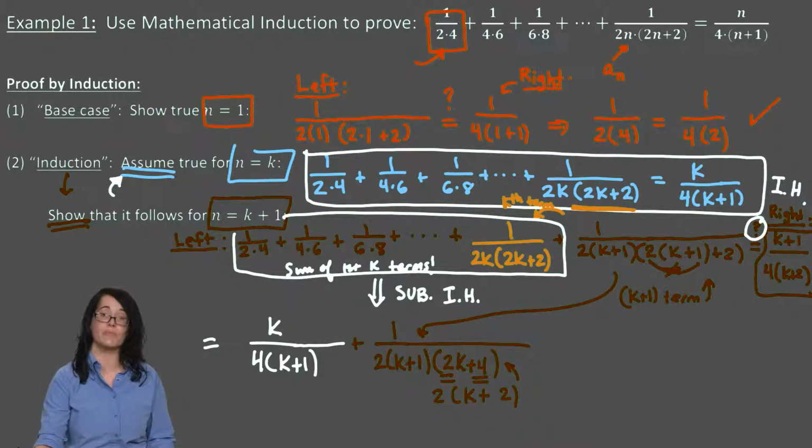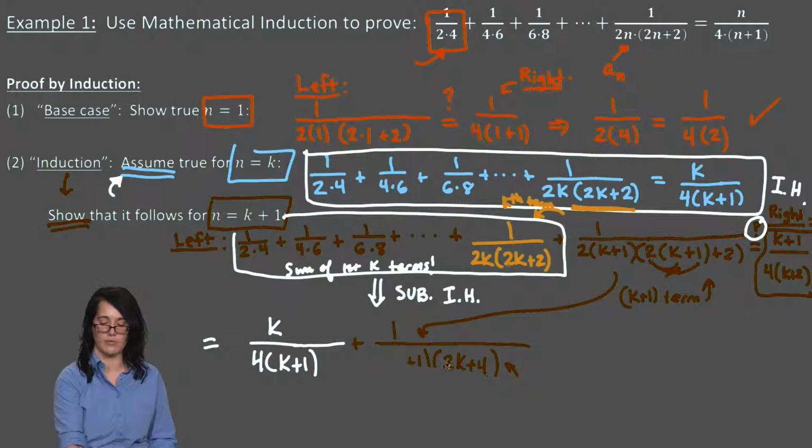Well, let me go ahead and do some erasing if you don't mind. Feel free to pause it if you need to write that down right now. But I would really have 4 copies of k plus 1, k plus 2 in the denominator. So let me clean that up real fast.